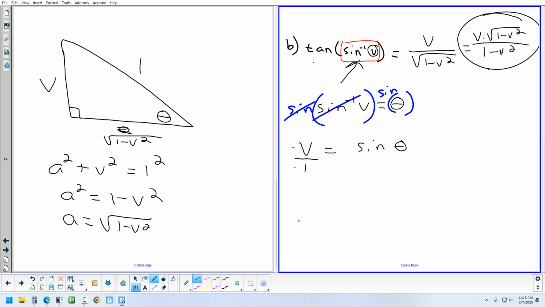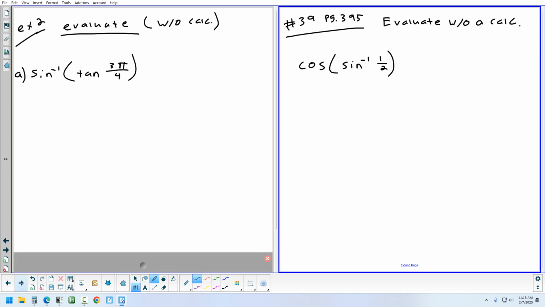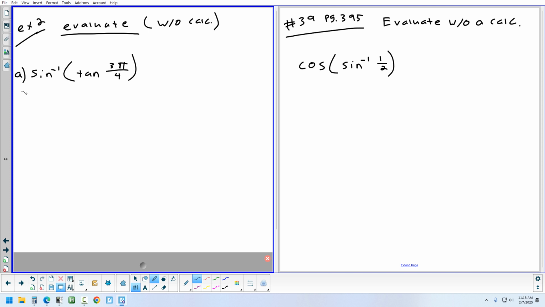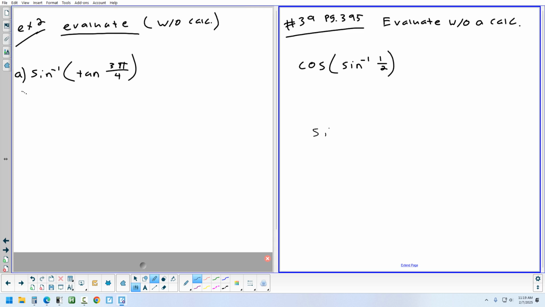All right, let's try one more where the inverse is on the inside. Let's try this one. The cosine, we're going to come back to example 2. Let's do the cosine of the inverse sine of a half. What do you notice is different this time about the argument to the inverse sine? Yeah, it's not a letter. That means when we get our answer to this problem, it is going to be a number. Okay, it's going to be an exact number. All right. Okay, what trig function do we start with? Sine. Inverse sine.